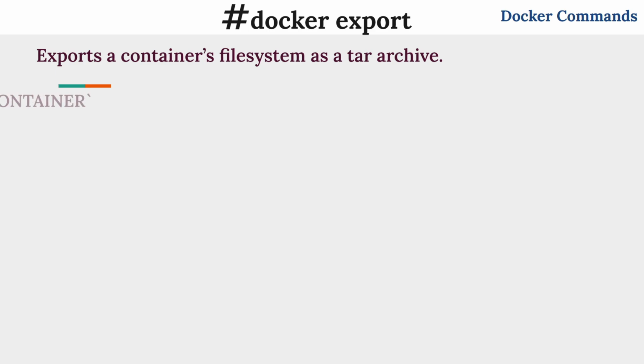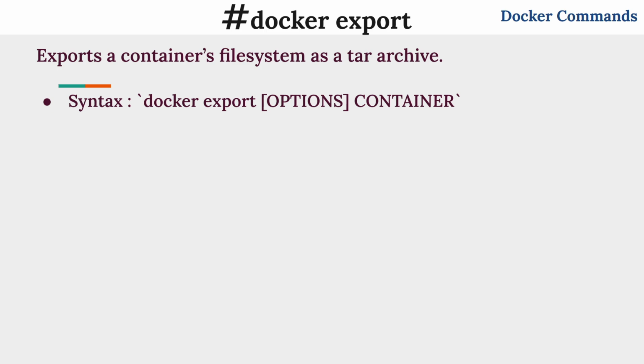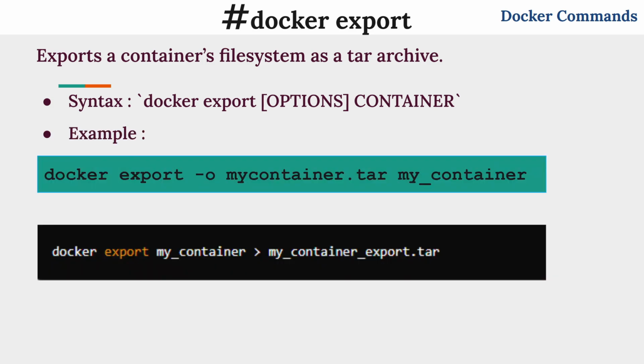Let's see the syntax: docker export options container. container_ID is the ID or name of the container to export. The docker export command provides a straightforward way to export the file system of a Docker container into a tar archive. This can be useful for various tasks such as extracting application data, creating backups, or sharing specific files across different environments. Let's see the next command.